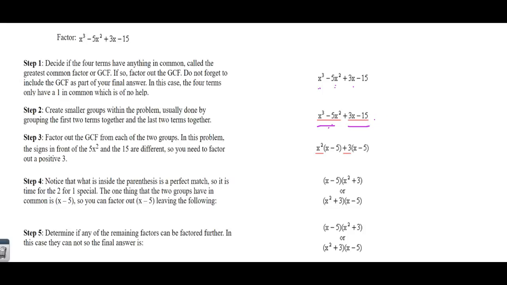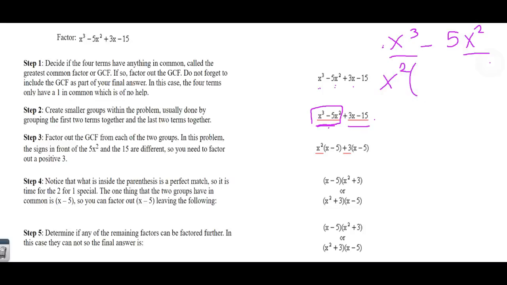Now, let's find the greatest common factor of each group separately. So, I'm going to take my first group, which is x cubed minus 5x squared. Oh, that looks familiar. That's the simple factoring that we just did. Now, we don't have a number for x cubed, no coefficient, so we don't need to worry about factoring the number. Now, x cubed and x squared, who has the least power? X squared. So that's your greatest common factor.